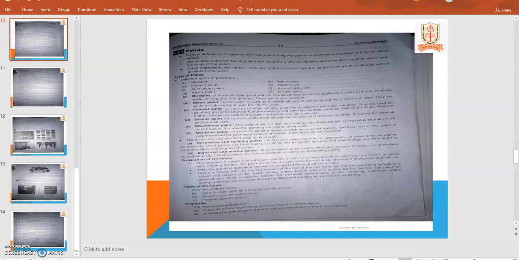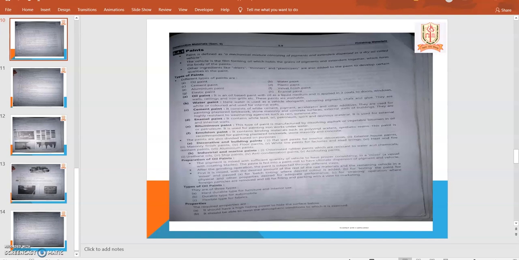Then water paints, where water is used as a vehicle along with coloring pigments, chalks and glues. They are white or colored and used for the internal walls. Then cement paints, which consist of white cement, pigments, accelerator and other additives. They are used for painting plastered brickwork, stone masonry and concrete surfaces, the external walls of the buildings. They are highly resistant to weathering agencies such as rain and sunshine.